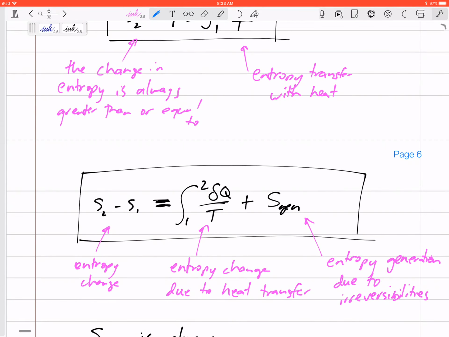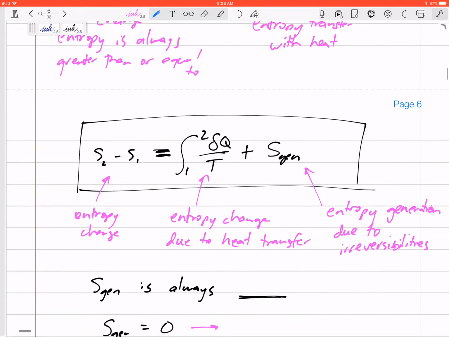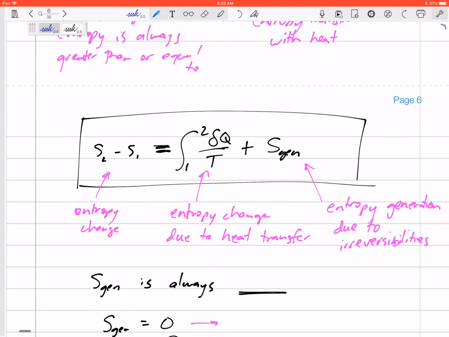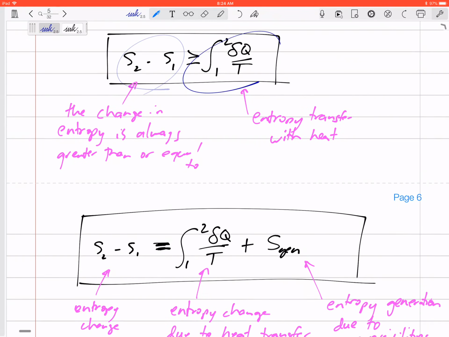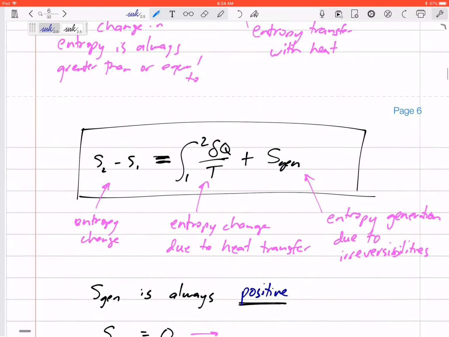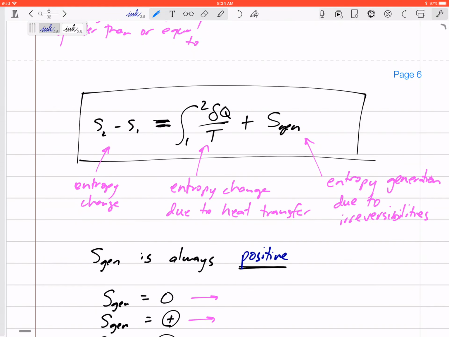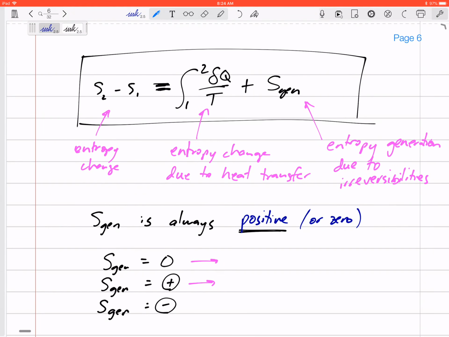Due to irreversibilities. And this S-gen term is always positive, right? Because this is always greater than or equal to this. It's always positive or 0. All right, so S-gen is 0 if it is reversible.